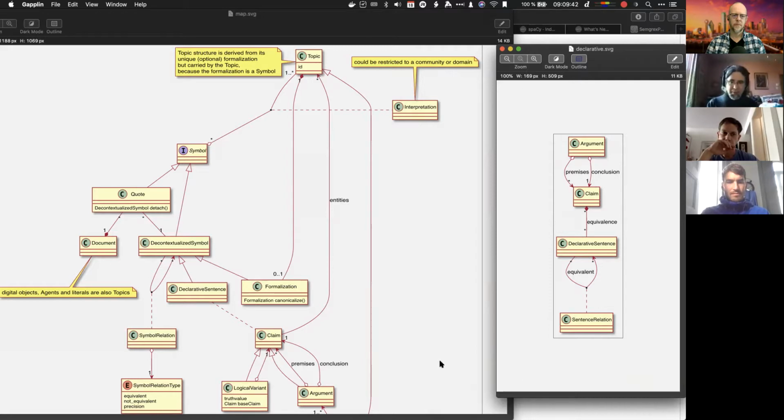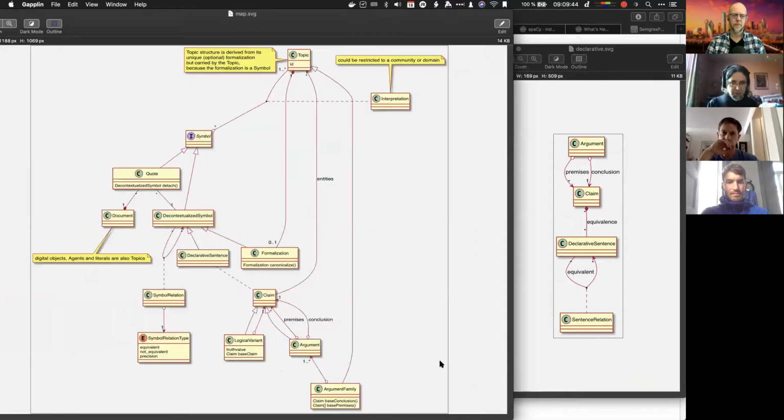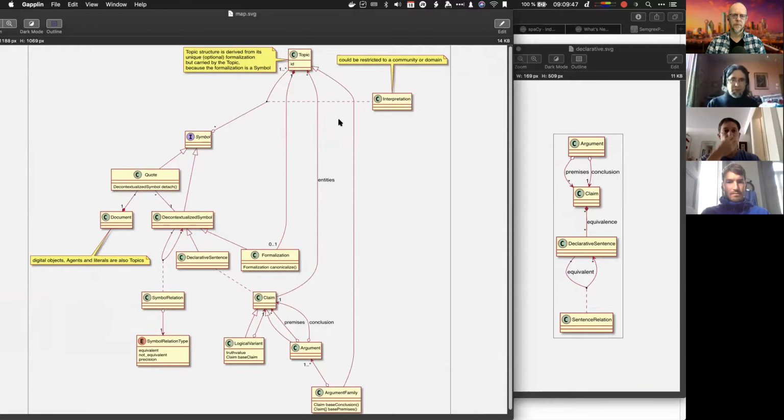So where I'm at now, oops, no, that's too small. I have topic as a generalization of claim. Claim should be, oh, I removed that link. No, I need to bring it back. Okay, well, we'll get into that. So claim is a topic. So now I need to add that back. That's important. Sorry.